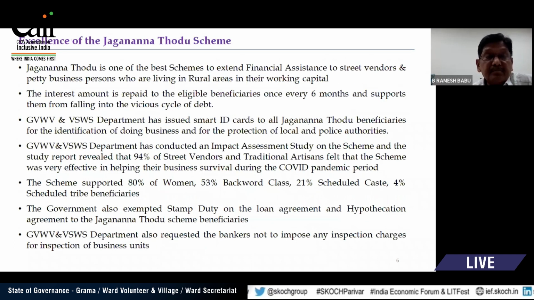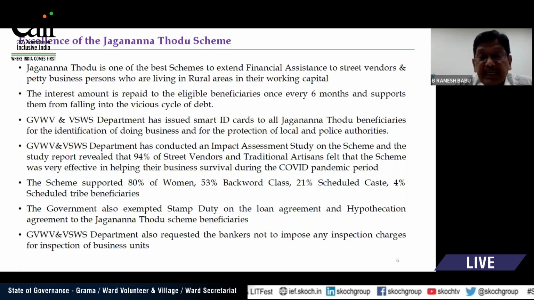That's why we have seamless data we can receive. The Jagananna Thodu is one of the best schemes to extend financial assistance to street vendors or traditional handicraft persons who are living especially in rural areas. And the interest is also repaid to all eligible persons once in 6 months. And the GSWS department has issued ID cards for all Jagananna Thodu beneficiaries for identification of doing business and for protection from the local, municipal and police authorities.